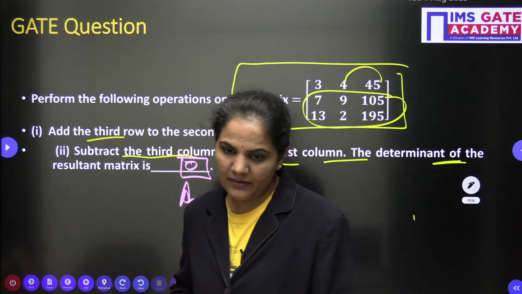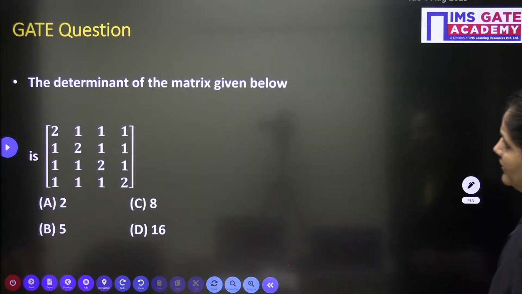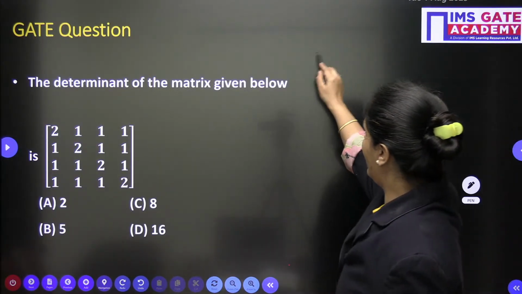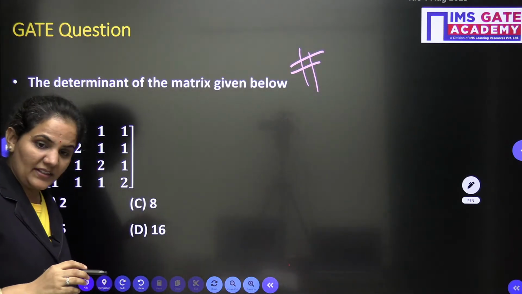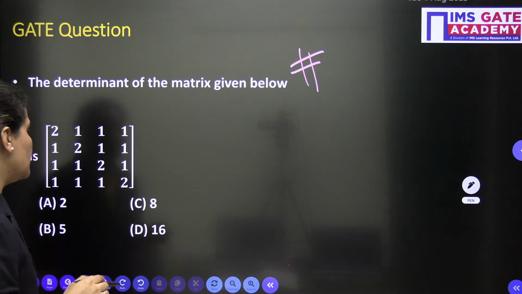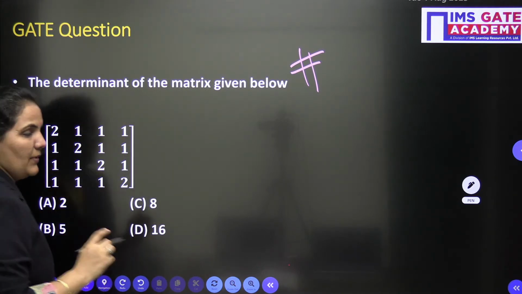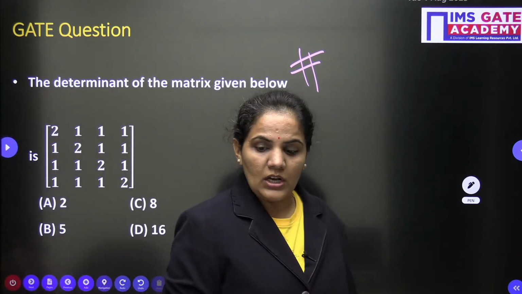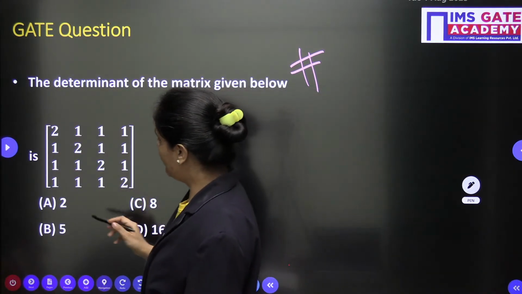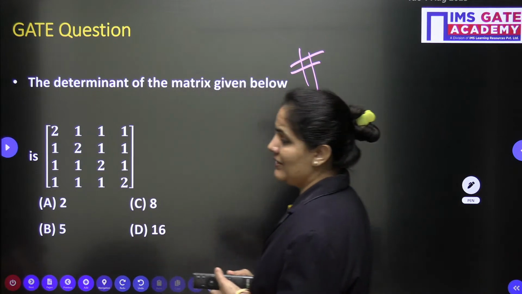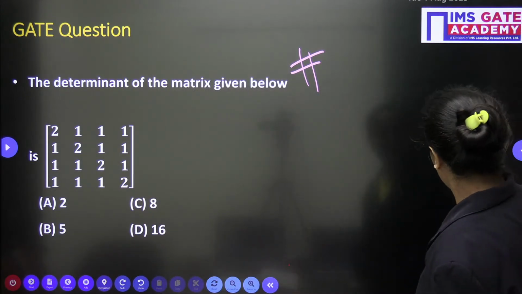Is it clear, everyone? Now let's come to the next one. This is again a very good question we can approach. It is a 4 cross 4 matrix, and it is asking about the determinant of the matrix given below. Look at the matrix. We have 2 1 1 1, 1 2 1 1, 1 1 2 1, 1 1 1 2.